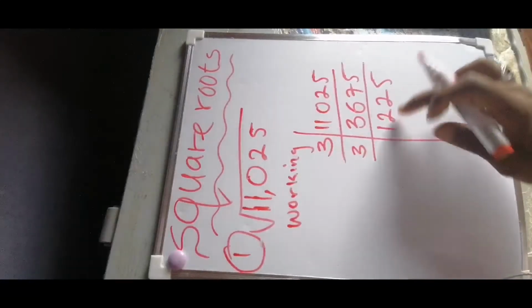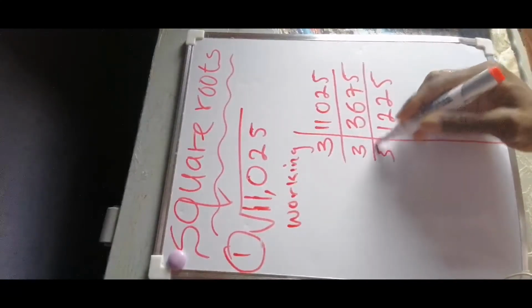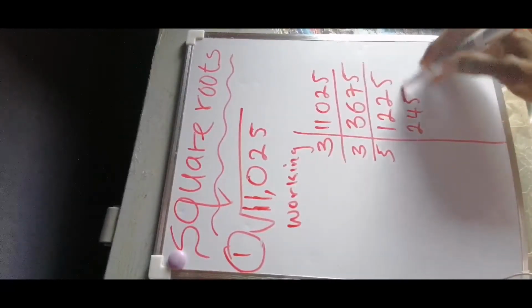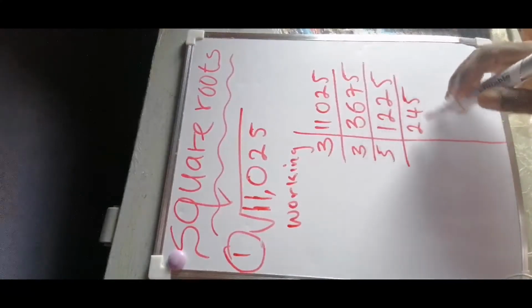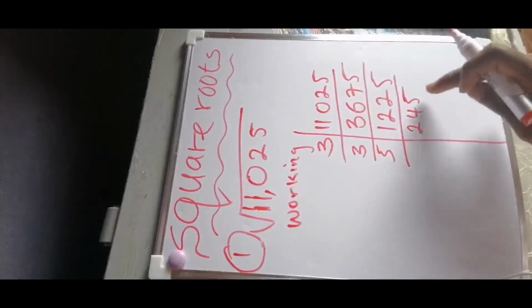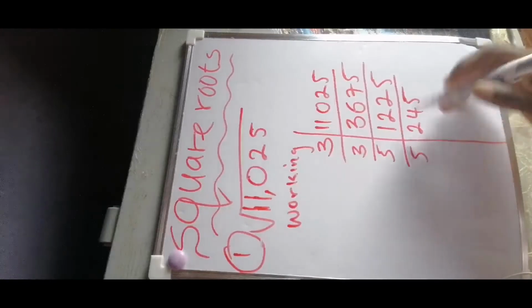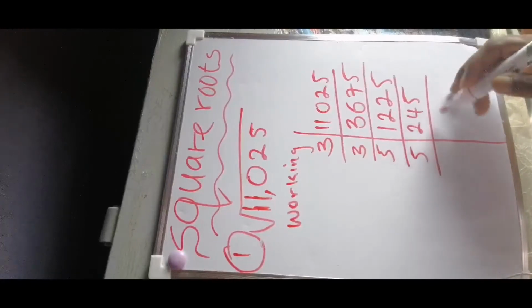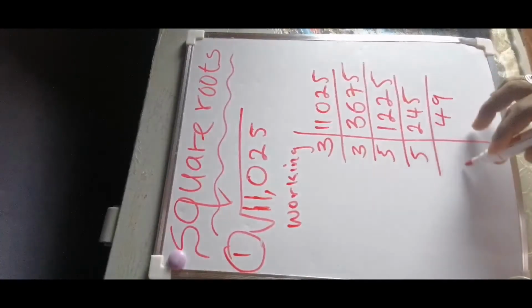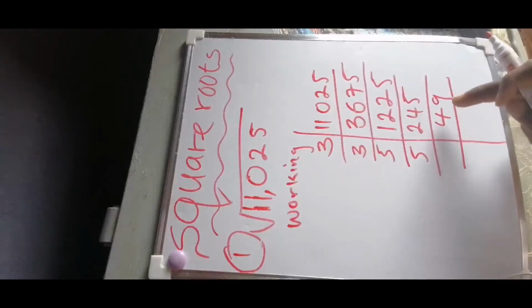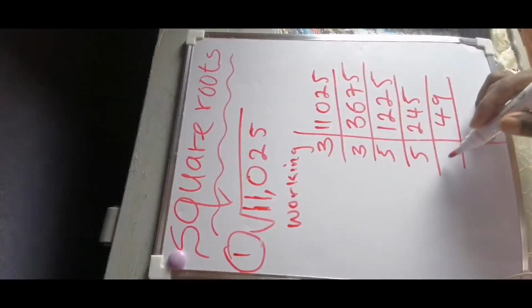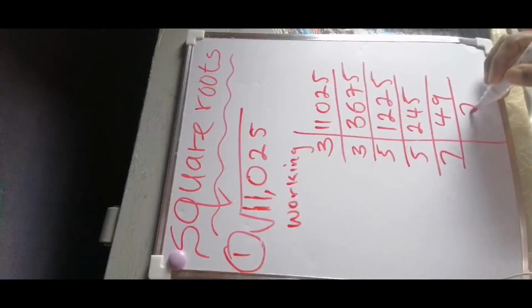So our next number that will go into this number is 5. 5 into this number equals 245. So we are going to look at the number that will enter this number again. Definitely 5 will enter this number again. 5 into 245 equals 49. Now we look at the number that will enter 49 without any remainder. 5 will not go. 6 will not go. So we are going to use 7. 7 into 49 equals 7.